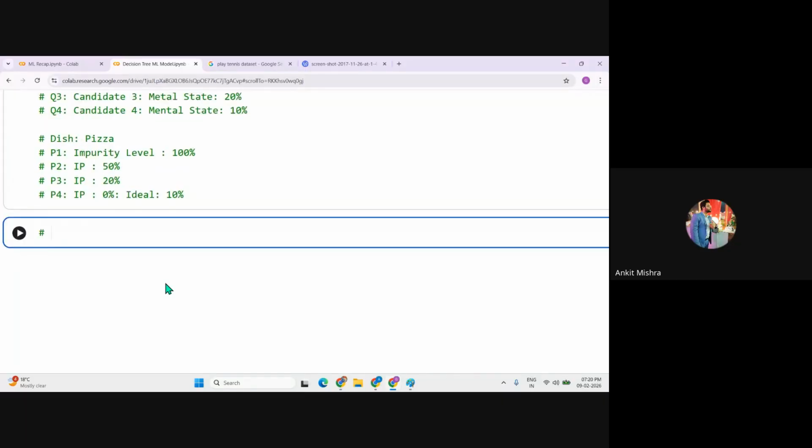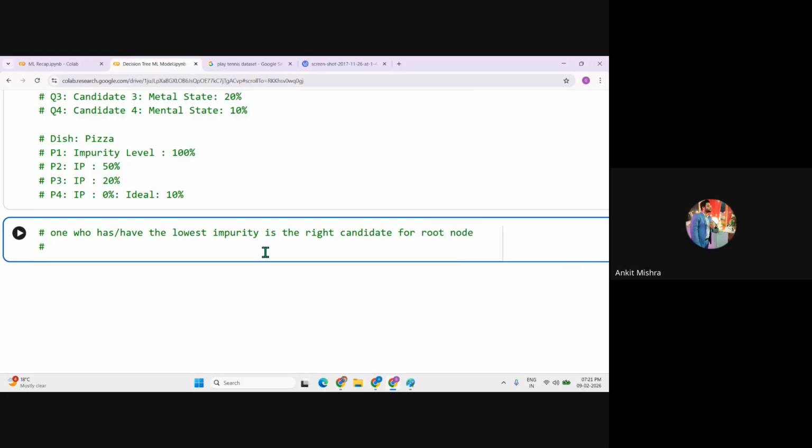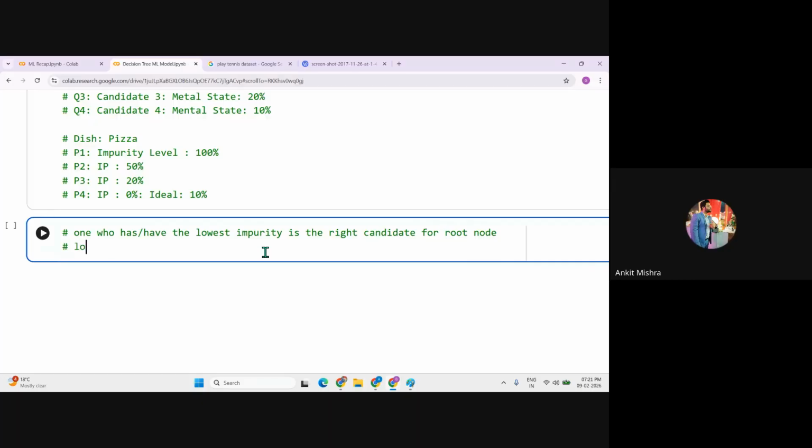So let me just write this. The one which has the lowest impurity is the right candidate for the root node. Or instead of writing this, you can just say: the lower the impurity level, the better the root node it will be, right?